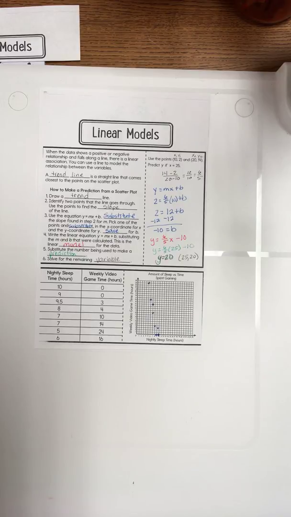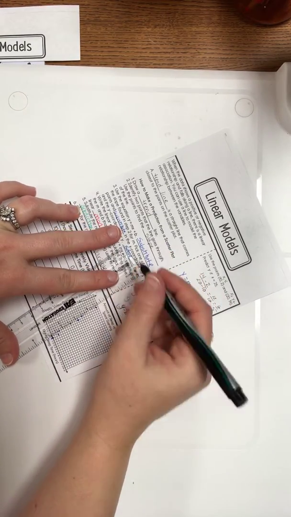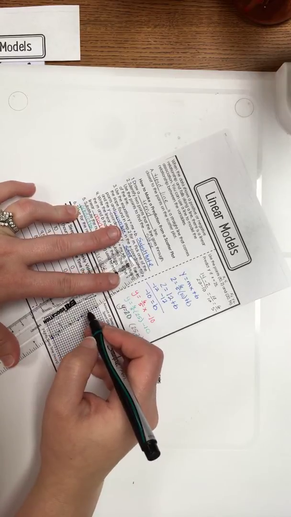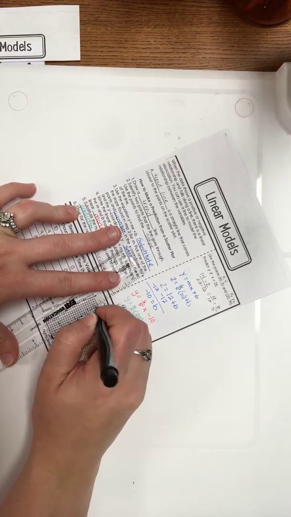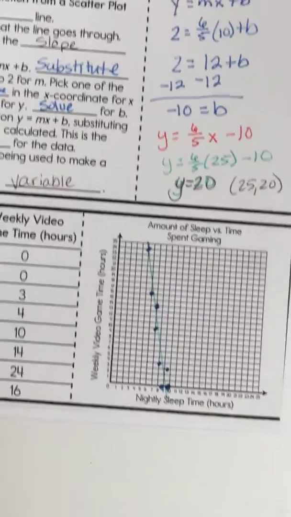First thing we need to do is draw our trend line. So you need a ruler. And remember, you're trying to split this data relatively evenly. 1, 2, 3, 4, 5. Okay, how about if we do like that? Okay, so that is my trend line if you'll look. Very important for you to understand.